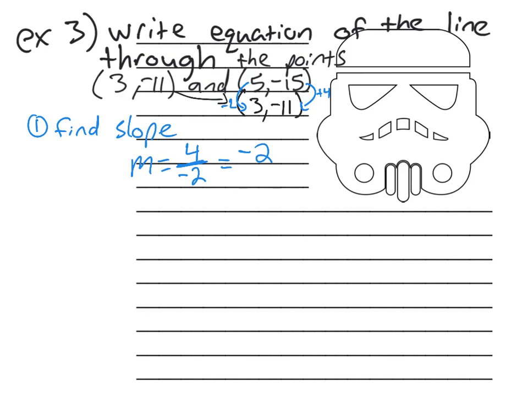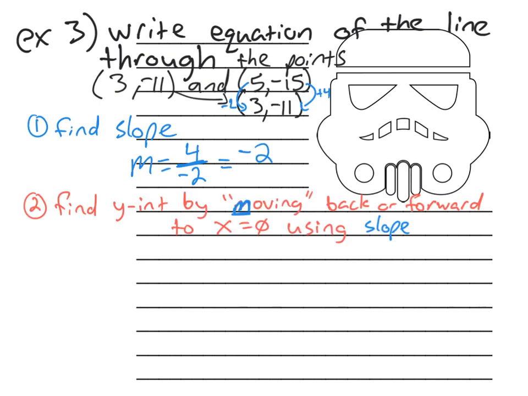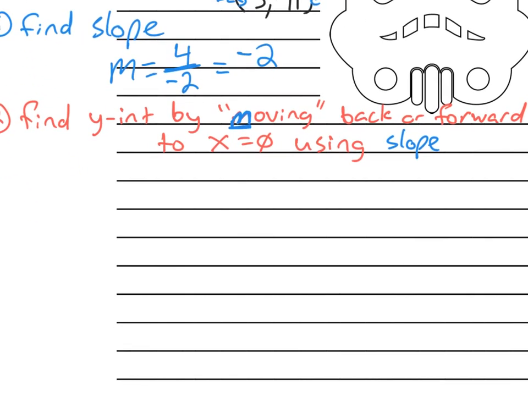All right, now the harder part is finding the y-intercept here. We're going to do it the harder way, in my opinion, and that's moving through the points with the slope, either moving back or forward to the y-intercept using the slope ratio. All right, so we're going to build a little mock table here with those given coordinates. So the first coordinate we have is 3, negative 11. And the other coordinate we have is what?